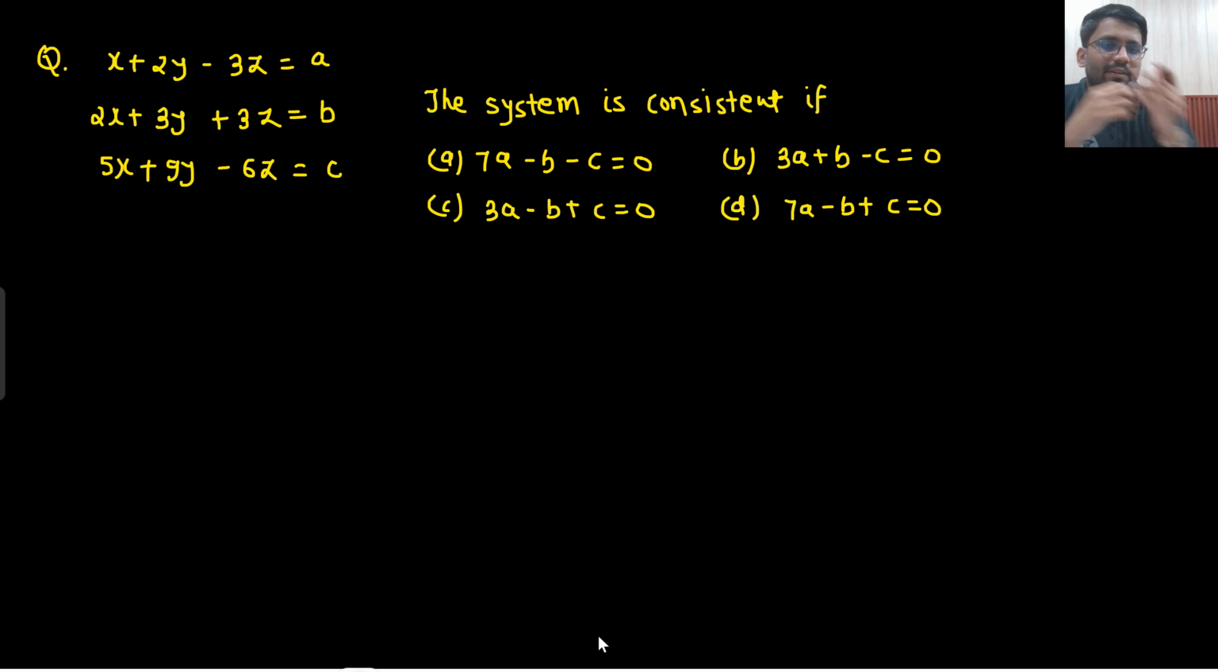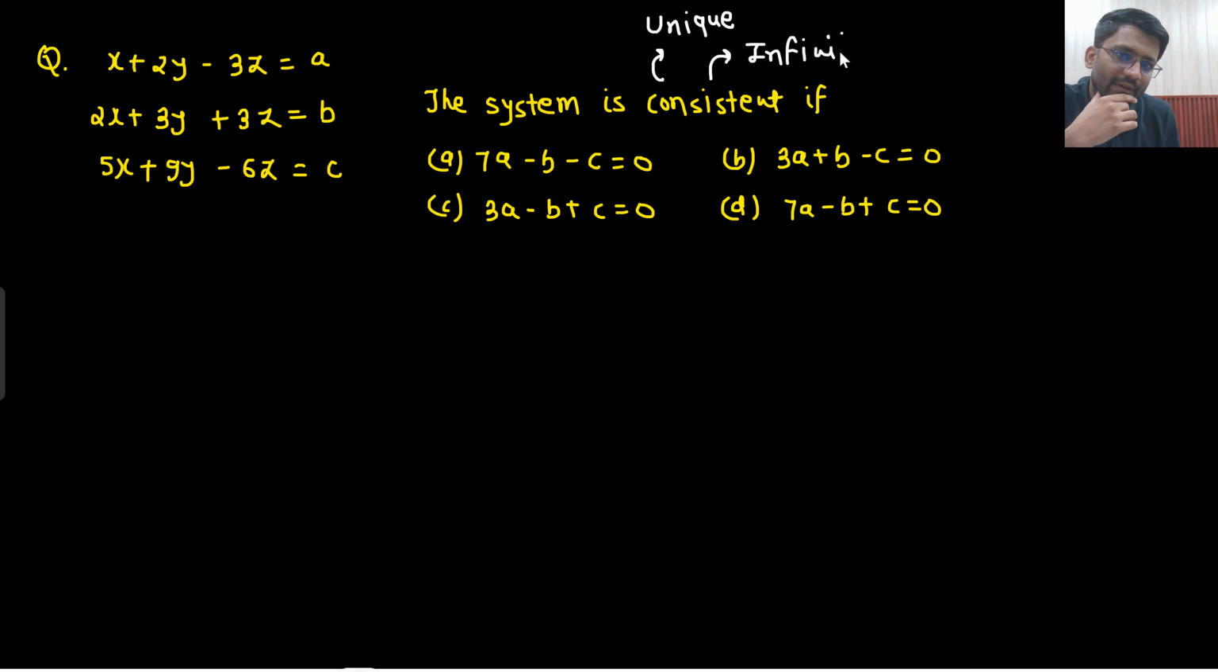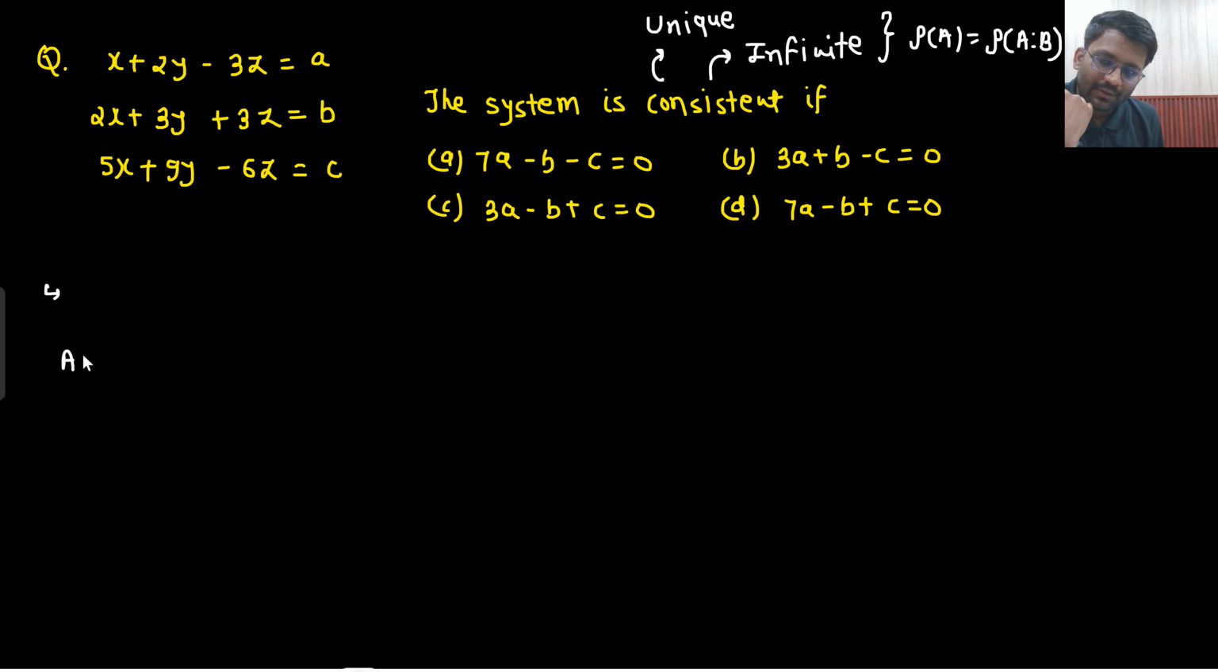The system is consistent. What is the meaning of a consistent system? It means that it can have a unique solution or it can have infinite solutions. And in both of the conditions, what we know is that the rank of A should be equal to the rank of A augmented B. For a consistent solution, this is the condition. So this is the condition we need to satisfy. So again, same scenario. Keep on doing the same scenario and you will always get the answer. There is no chance that you will not get the answer. 101% you will get the answer. Just follow the process.